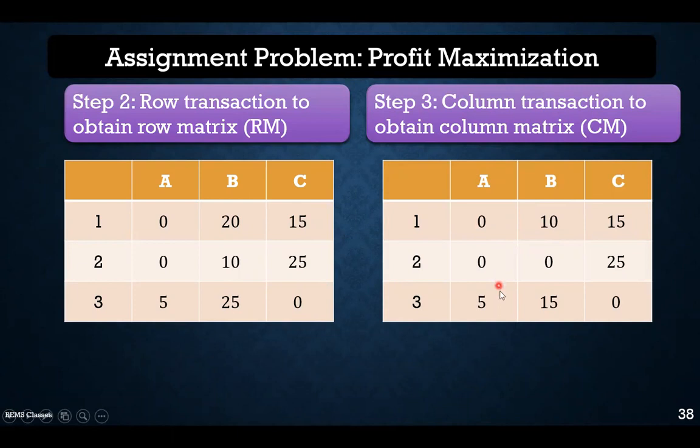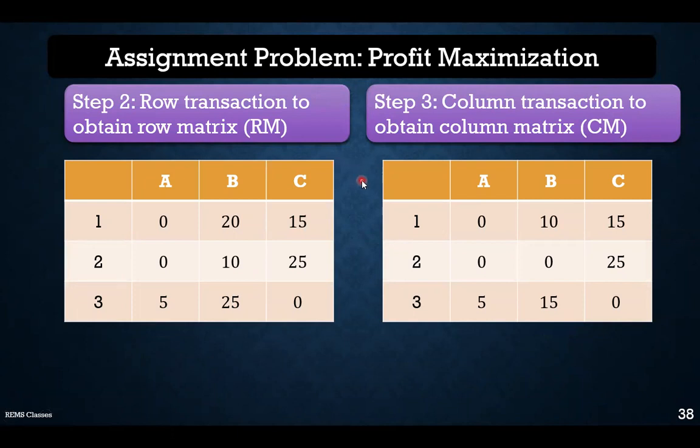So we have obtained the matrix after column reduction: 0, 0, 5, and we have subtracted 10 from each value in that column. This is the matrix we have obtained after the column reduction.